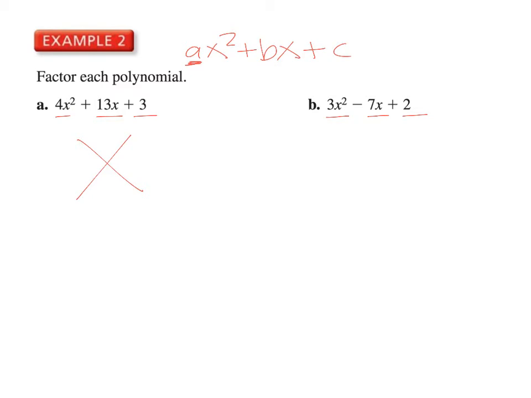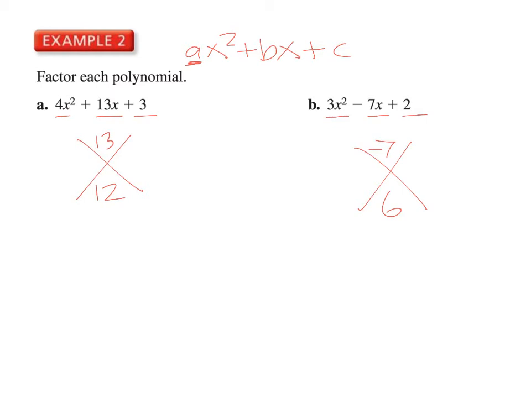So on the top, we're still going to put our b value. That's our b value. But on the bottom, we're not putting just c alone now. We're putting a times c. So 4 times 3, which is 12. For part b, it's 3 times 2, which is 6.